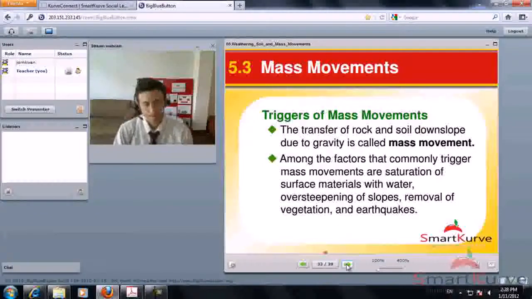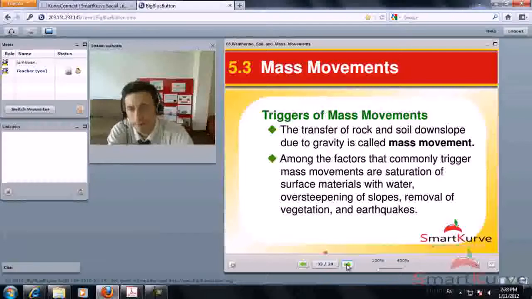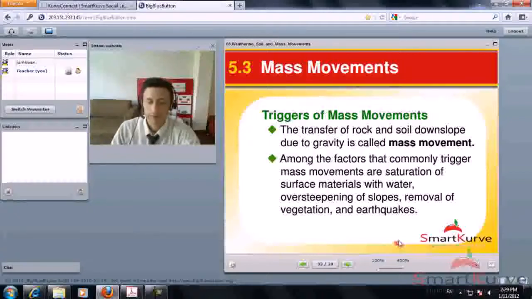Mass movement. You can think about erosion, how with erosion, the water carries the particles of rock and soil very, very slowly, in a very slow fashion. With a mass movement, a large amount of rock or soil moves all at once. This is the transfer of rock and soil downslope due to gravity.